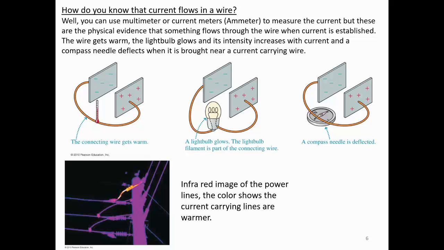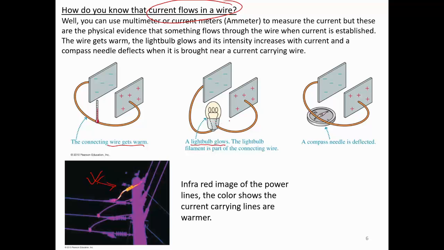So how do you know that electric current flows in a wire? You can test in many different ways. First of all, when you connect a wire across the battery, the current flows. When current flows, the wire gets warm, right? This is the actual figure. You can clearly see thermal energy generated. This is an infrared picture, right? And if you connect the light bulb, it glows.